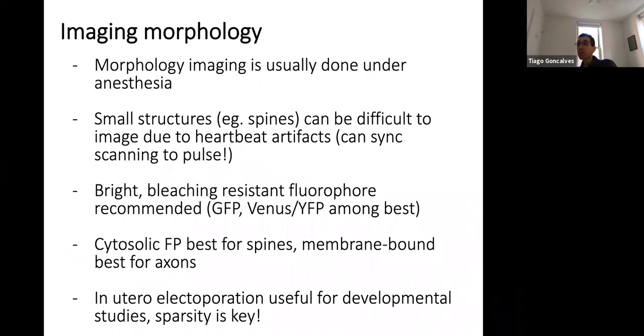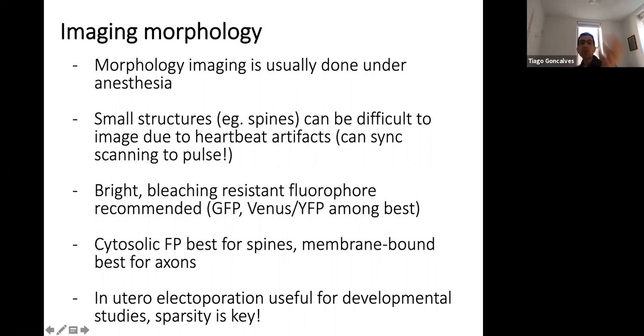Morphology imaging is usually done under anesthesia because it's not really a fast process. You do not need to have the mouse anesthetized unless you think that the anesthesia will have some sort of side effect, which you may well. You're imaging small structures, spines, for example, and sometimes it can be difficult to image because your mouse is alive, so it has a pulse. And the pulse is enough to make slight fluctuations in the brain every time the heart beats. So some people actually sync the scanning of the microscope to the pulse of the animal. In this way, you avoid your image moving whenever you're scanning.